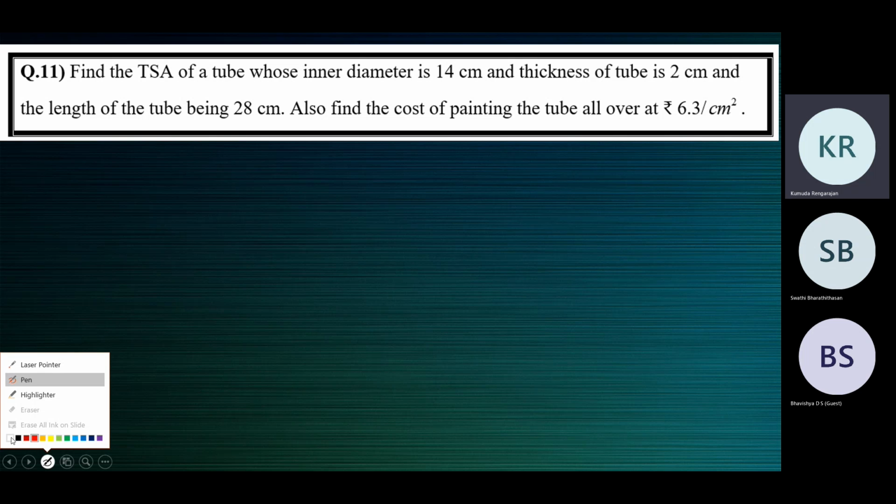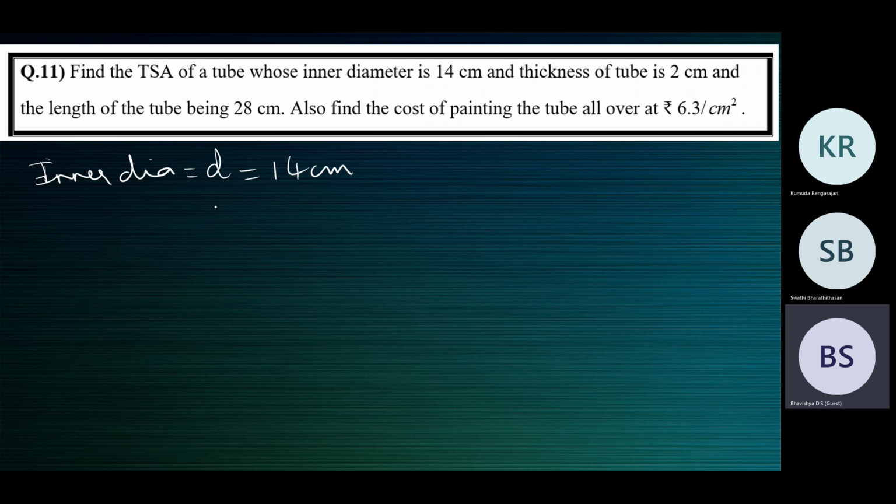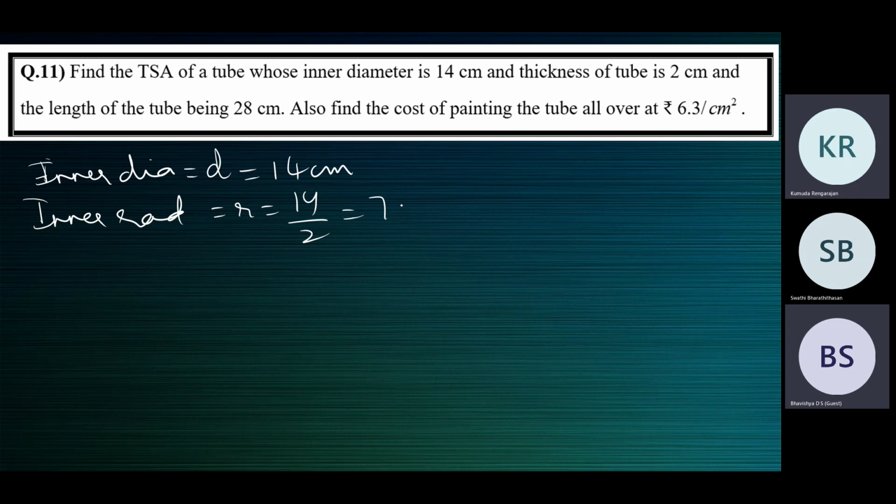What do you mean by inner diameter? So inner diameter is small d, which is 14 centimeters. So the inner radius, don't write anything. I'll show you the answer slide. Inner radius will be 14 by 2, 7 centimeters.